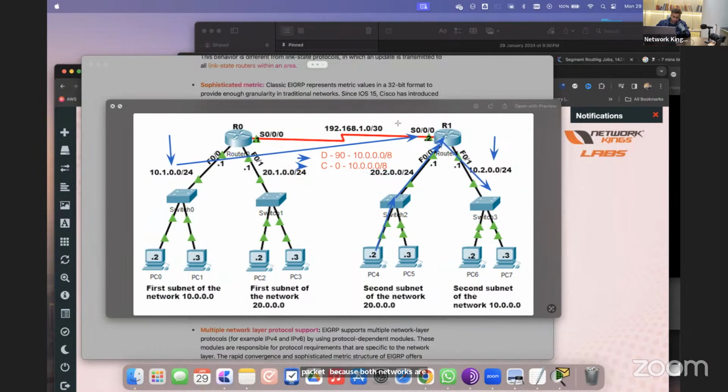So EIGRP will not add this EIGRP entry in the routing table because it has a higher AD value, because we divided our network in two directions, the same network with subnetting. If you want to support subnetting, then we have to turn off auto summary in EIGRP. Otherwise you will not be able to forward your packets.